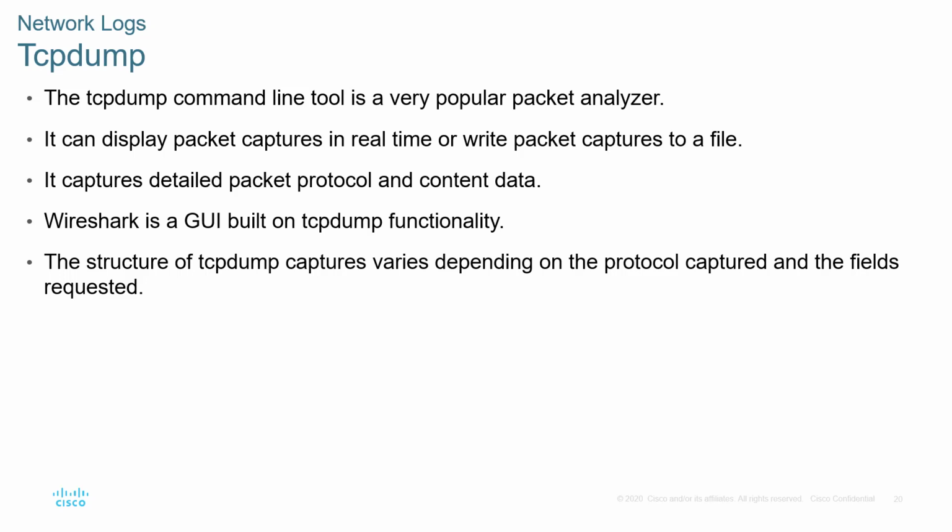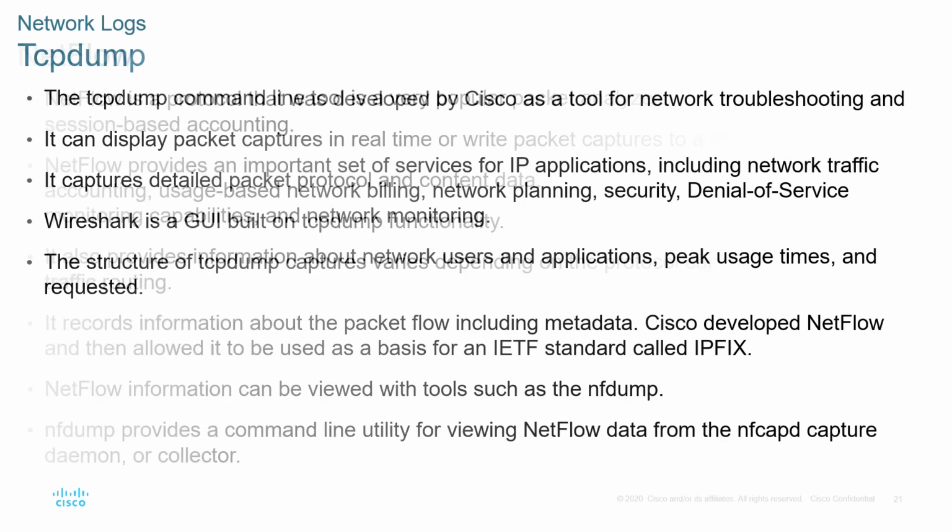Wireshark is a GUI built on top of TCP dump. The structure of TCP dump captures varies depending on the protocols that are captured. Again, it doesn't matter if it's Wireshark or TCP dump. They do the exact same thing. The big one is TCP dump is terminal. Wireshark is a graphical or GUI version of it. You can capture live data, save it to a PCAP file, and from there filter data as necessary.